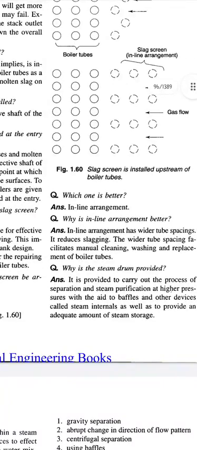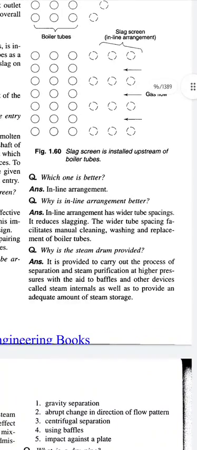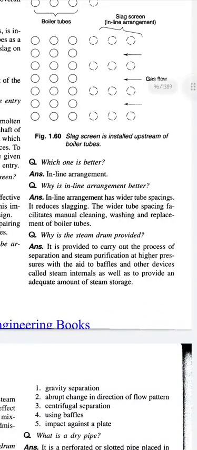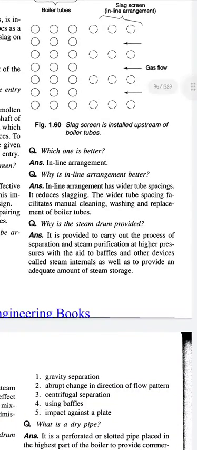Question: which one is better? Inline arrangement is better. Why is inline arrangement better? Answer: inline arrangement has wider tube spacing. It reduces clogging. The wider tube spacing facilitates manual cleaning, washing, and replacement of boiler tubes. Question: why is the steam drum provided?